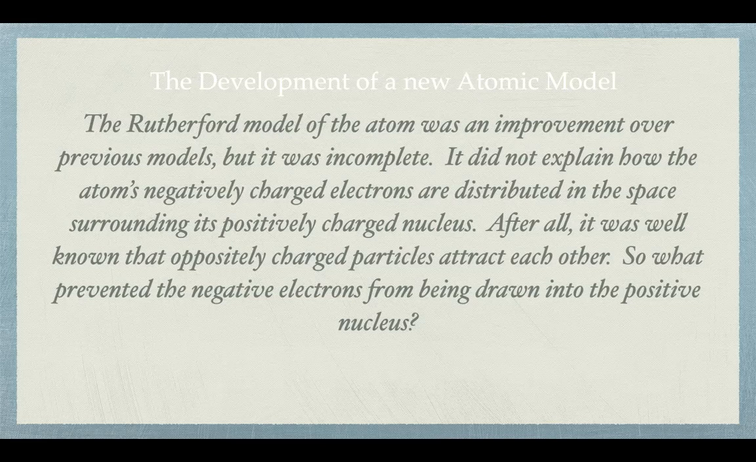However, his model was still incomplete. It did not explain how the atom's negatively charged electrons are distributed in the space surrounding its positively charged nucleus. So basically, how are the electrons spread out around the nucleus? After all, it was well known that oppositely charged particles attract each other. So what prevented the negative electrons from being drawn into the positive nucleus? Rutherford didn't have a way of explaining that.